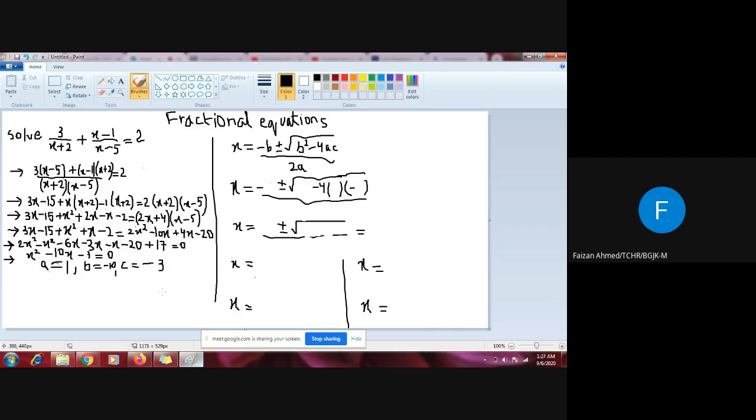So after taking the LCM and simplifying this fractional equation, I have reached a quadratic equation, that is x square minus 10x minus 3 equals 0. And now I have to solve this quadratic equation, so I am going for the quadratic formula method. Here the value of a is positive 1, the value of b is minus 10, and the value of c is minus 3.